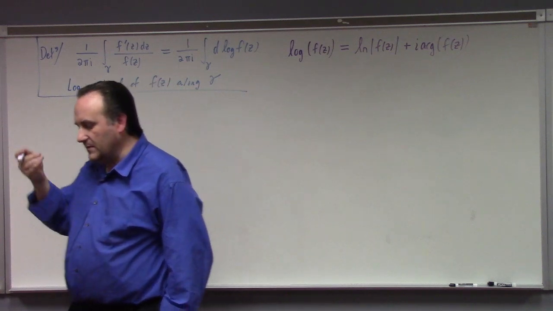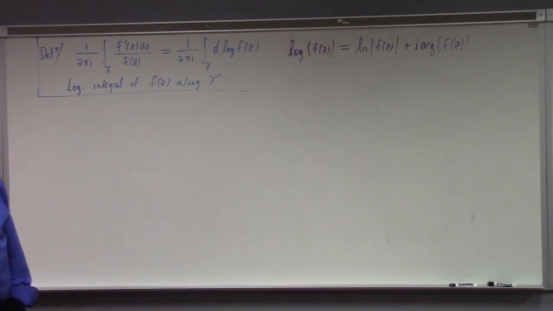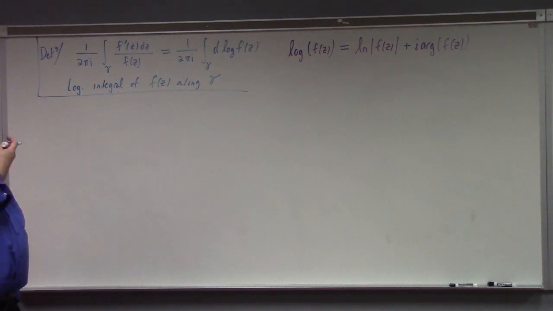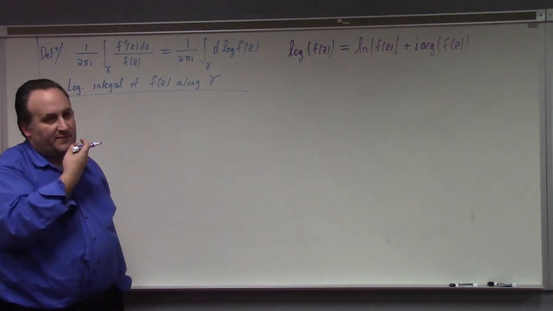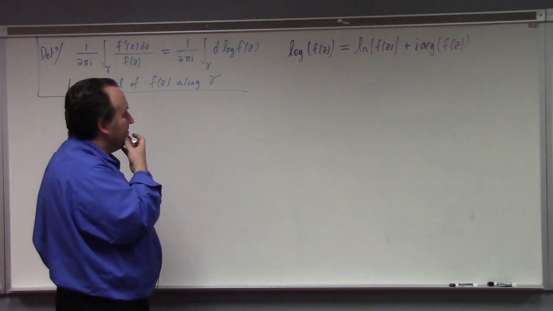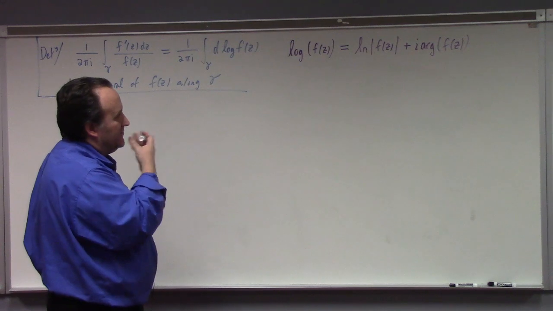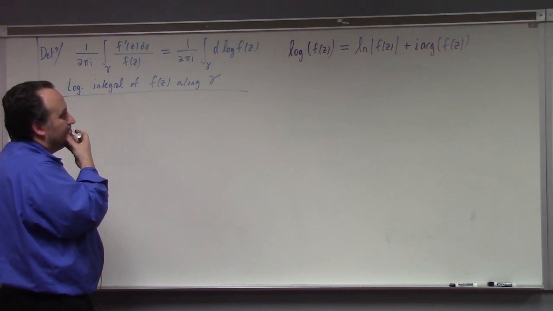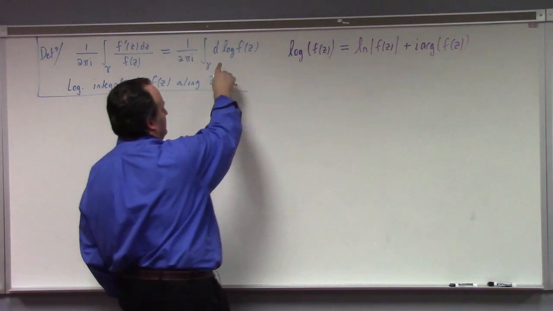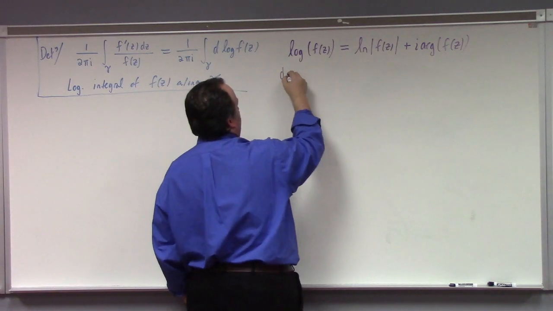As we've remarked earlier, if f of, well, let's think about it this way. If f of z is holomorphic, let's say, right? If f of z is holomorphic, then natural log of f of z is what? Natural log of the modulus of f of z is, how can I say this? So if I take the differential like this, right?